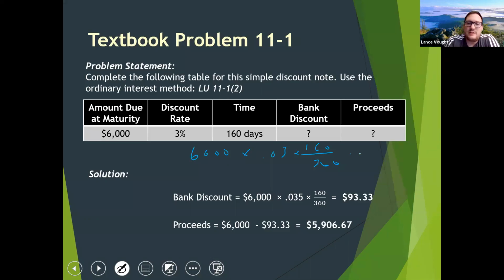So technically, it's actually $80. I wish I could erase this slide right now. Get out of here. The actual answer is $80. So ignore this calculation right here because it's 3%, not 3.5%.